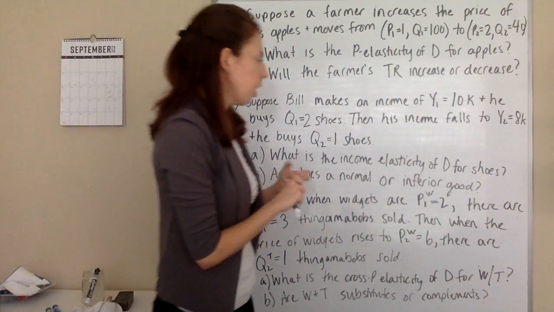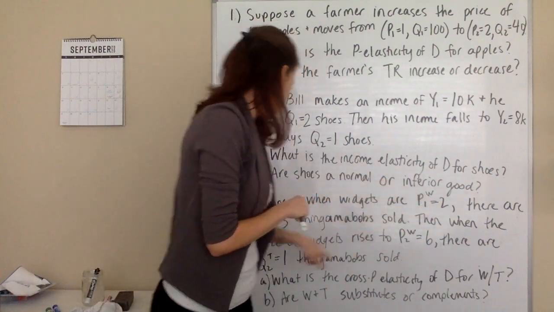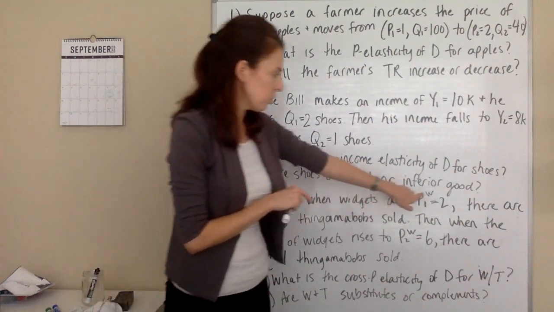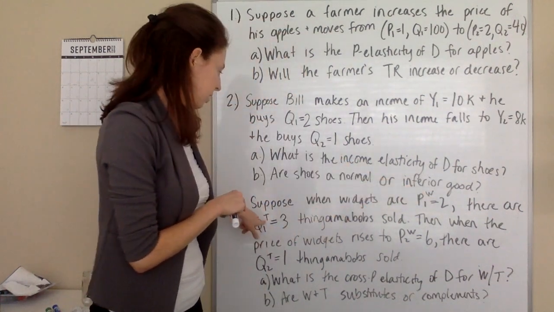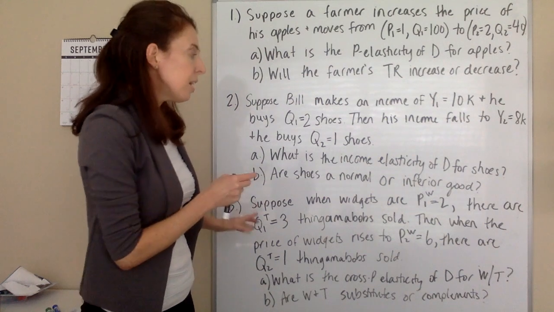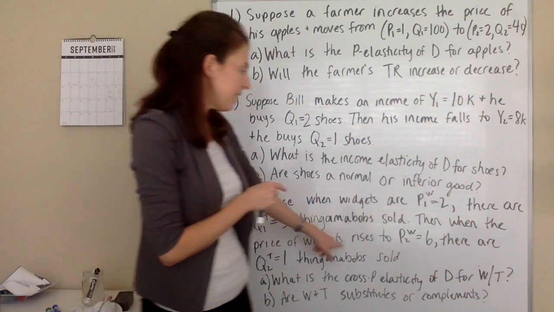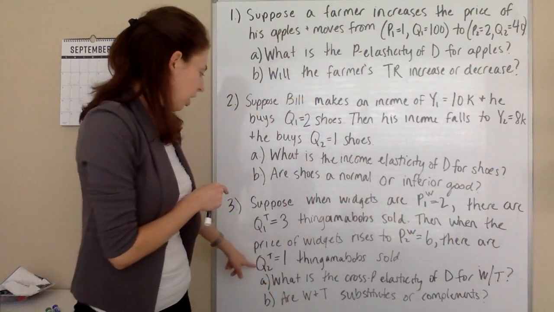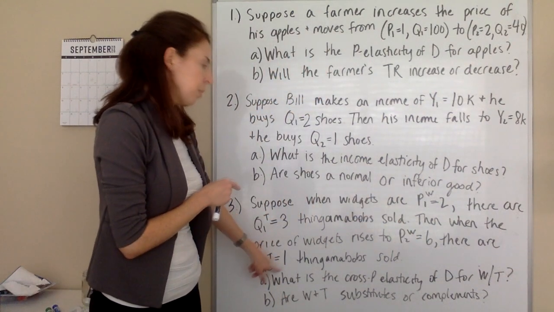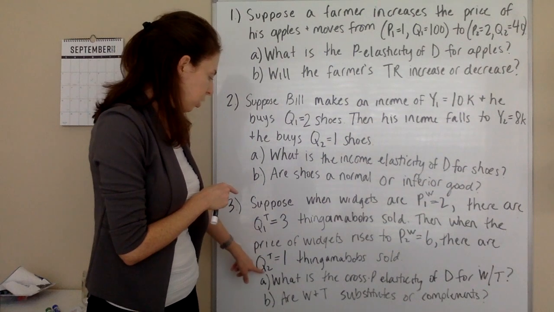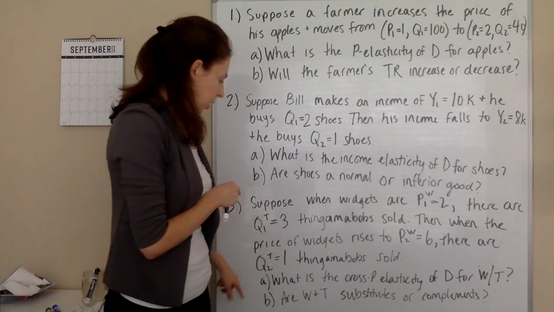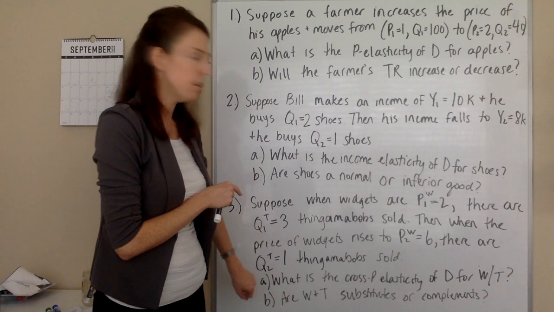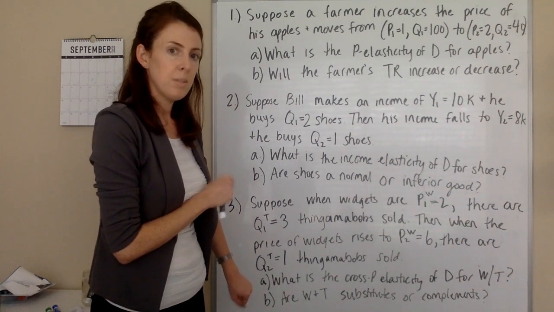When widgets are priced at $2, there are 3 thingamabobs that are sold. So the superscript W stands for widget, superscript T stands for thingamabob. Then when the price of widgets rises, so that the second price of widgets is $6, there are 1 thingamabobs that are sold. So the second quantity for thingamabobs is 1. Okay, part A is what is the cross price elasticity of demand for widgets and thingamabobs.